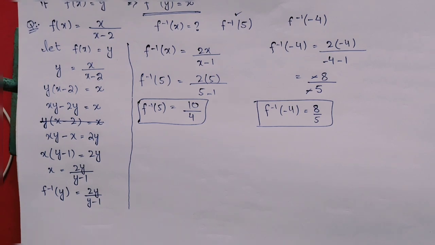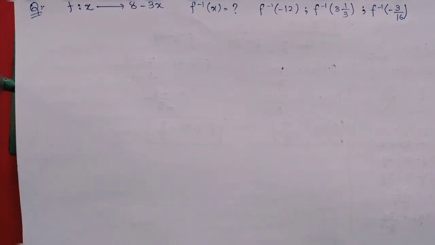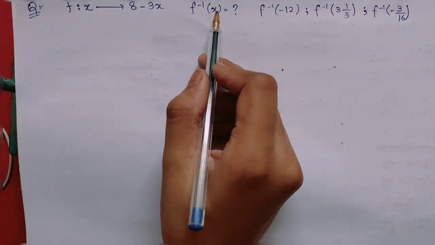Let's do another question to find the inverse. Okay, our next question is this. You are given f of x, then you have to find f inverse of x, f inverse of minus 12, f inverse of 3 whole 1 by 3, and then f inverse of minus 3 over 16. These are the values you have to find, but firstly you have to find f inverse of x.